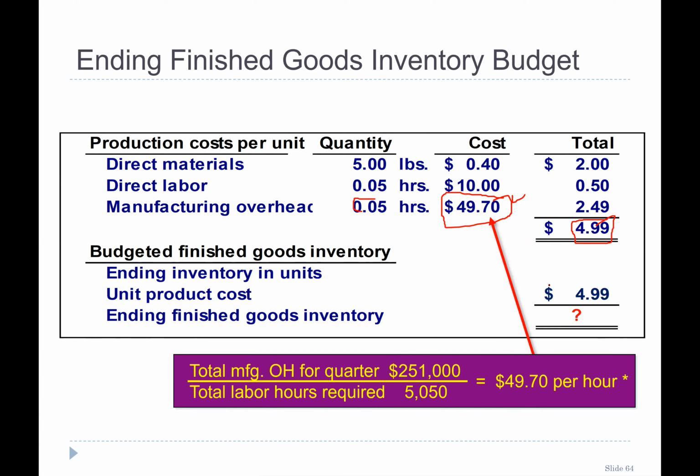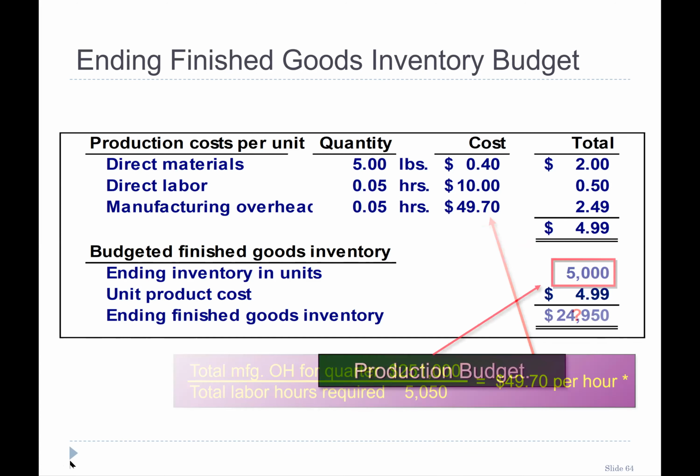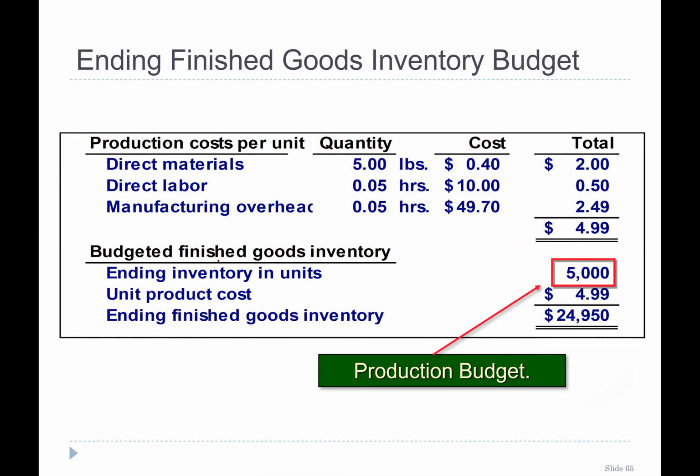So if we want to find the finished goods inventory, ending inventory, units produced, anything else, you just multiply it with 4.99. So what is the ending finished goods inventory here? If the ending inventory is 5,000 units, then 5,000 multiplied by 4.99 is 24,950, right?